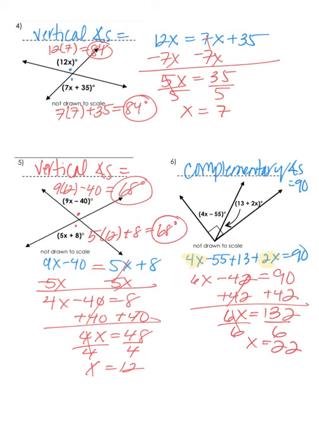And let's plug it in here. We got 4 times 22 minus 55. And I get 33 degrees. And then 13 plus 2 times 22. And that will give me 57 degrees. We're going to add 33 plus 57, and that gives you 90.